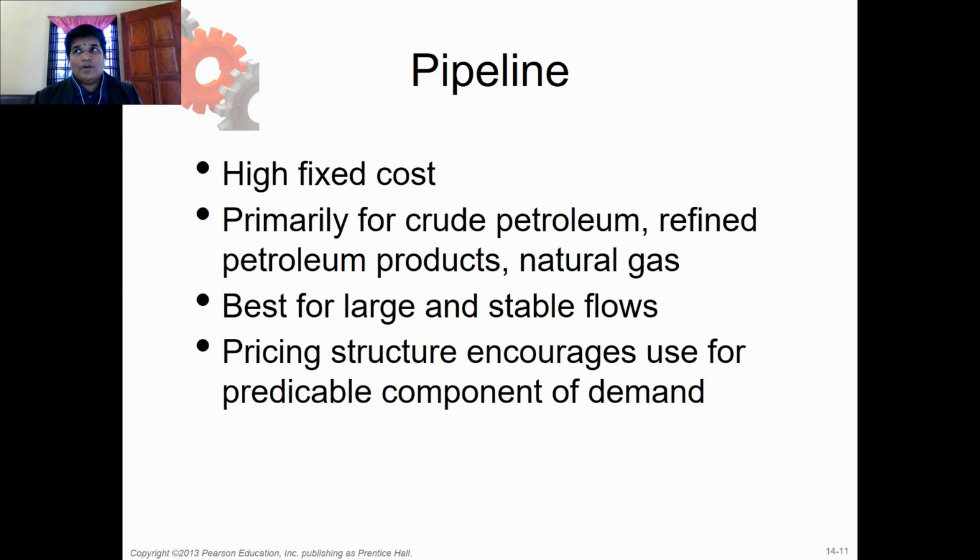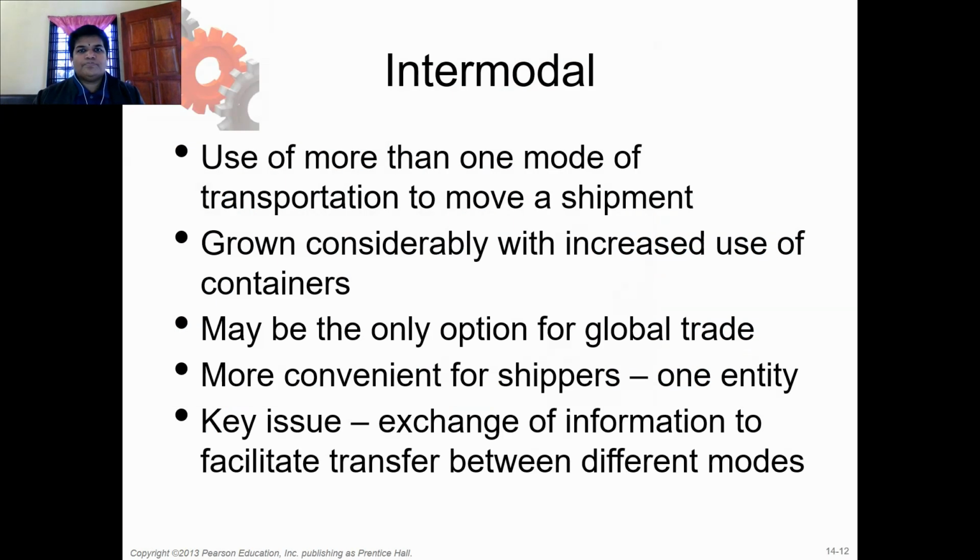Pipeline is another type of transport mode. It has high fixed cost. Under the water, under the sea, they build the pipeline, so it is really quite expensive. It is primarily for crude petroleum, refined petroleum products and natural gas. It is best for large and stable flows, and the pricing structure encourages use for the predictable component of demand.